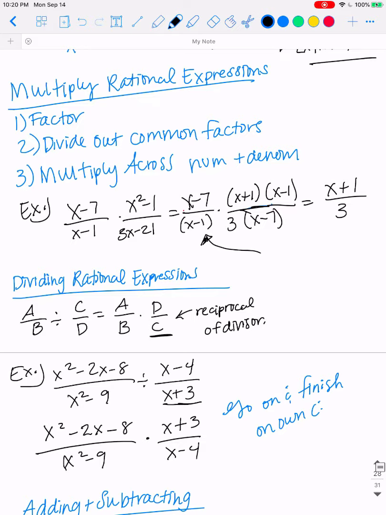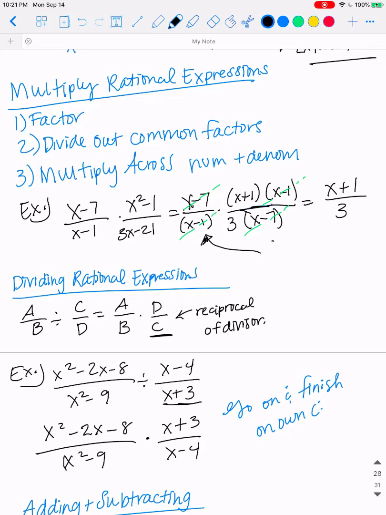When we're multiplying rational expressions, we also want to factor. Then we want to divide out common factors and then multiply across the numerator and the denominator like you would in fractions. So here we have x minus 7 over x minus 1 times x squared minus 1 over 3x minus 21. We're going to go ahead and factor. We could factor our x squared minus 1 and then factor out a 3 from the denominator as well. Here we can see that we could cancel some things. We could cross cancel the x minus 1 and the x minus 7 as well. So we're left with x plus 1 over 3.